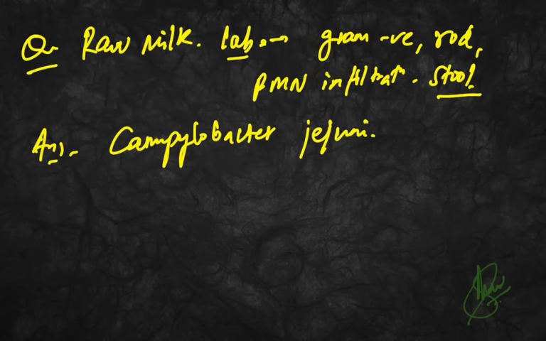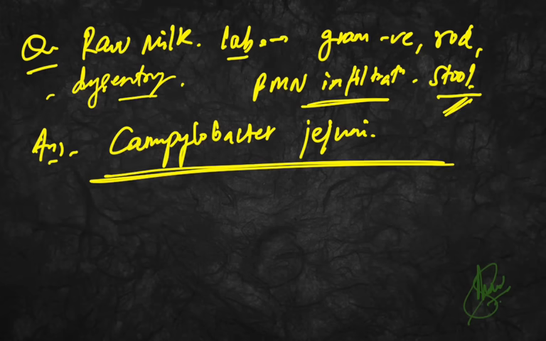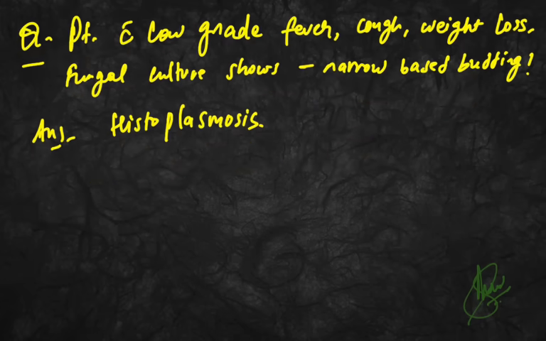Now raw milk is consumed and complaints of dysentery in a rural community. Okay, so lab investigations: gram negative, rod shaped, and PMN infiltration on stool sample. So which bacteria is involved? Campylobacter jejuni has all the features that are mentioned above. So this is the correct answer for this.